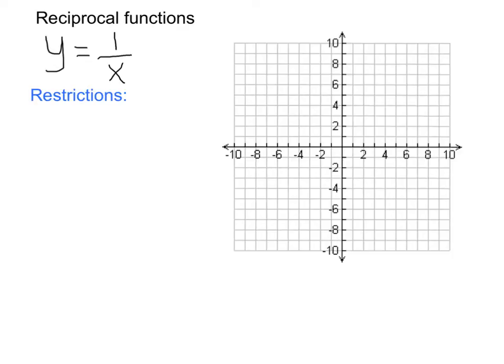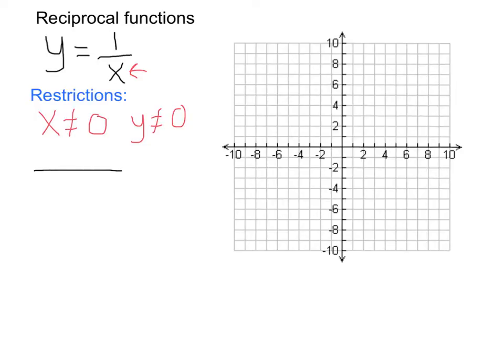The second type of function we're going to talk about is reciprocal functions. Reciprocal functions are very similar to inverse variations. Their graphs are going to follow a very similar pattern. So the first thing we need to talk about are the restrictions. Since we have a fraction and our variable x is in the denominator, we know that x can't be equal to 0. And if x can't be equal to 0, that means y also can't be equal to 0, because there's no point we can plug in for x that'll give us a y equal to 0.